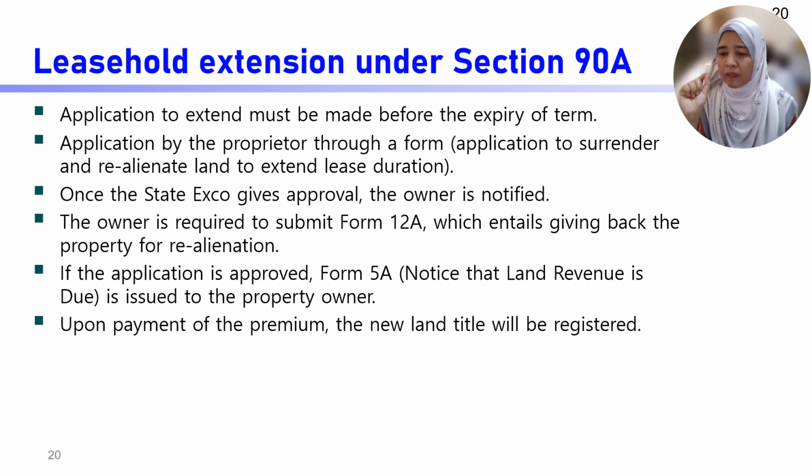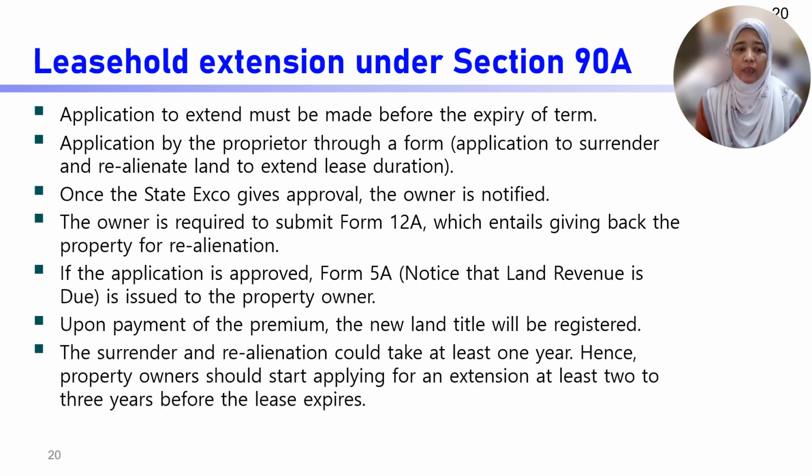Surat kelulusan daripada state authority has no power, is no guarantee yang you akan diberi tanah tersebut. Mesti bayar dulu hasil-hasil tanah. Now, the surrender and re-alienation could take at least 1 year. Hence, property owners should start applying for an extension at least 2 to 3 years before the lease expires.